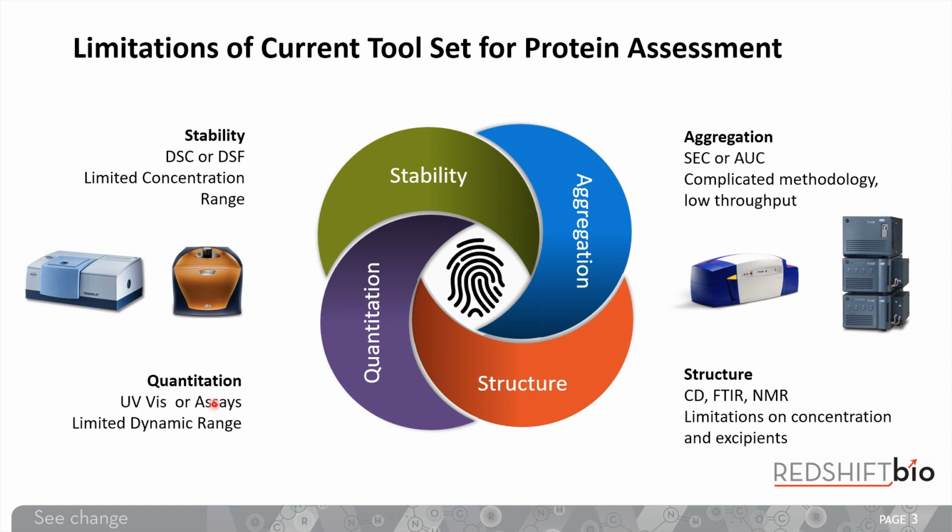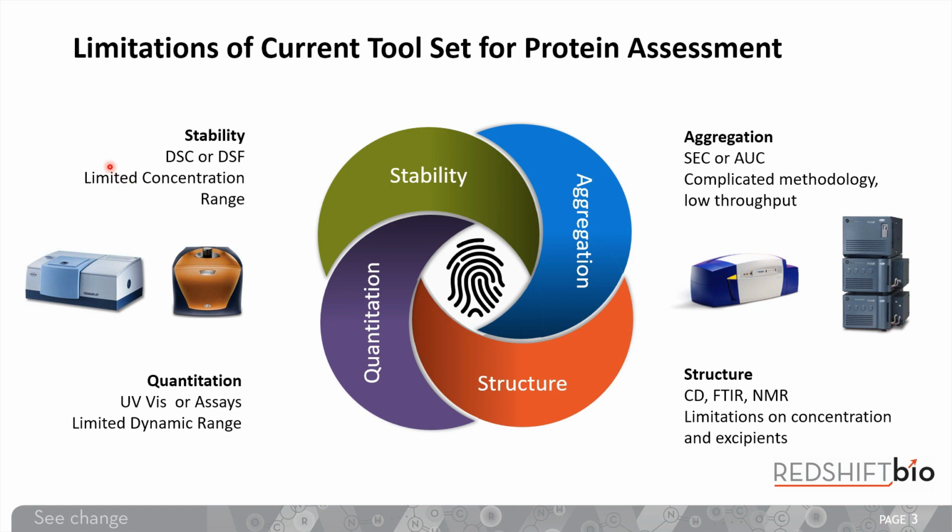When it comes to quantification, UV-Vis spectrophotometry would be considered the most incumbent technique. We do know that UV-Vis spectrophotometers have quite a limited dynamic range, and it is often necessary to dilute samples in order to measure the concentration accurately. In terms of structural information, measuring secondary structure, circular dichroism would be considered the most incumbent technique. However, circular dichroism does have quite significant limitations, both in terms of the concentration range that it can measure in, which is quite low, and its ability to measure in complex formulations, as it is not really compatible with excipients.